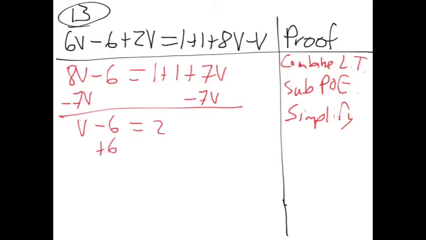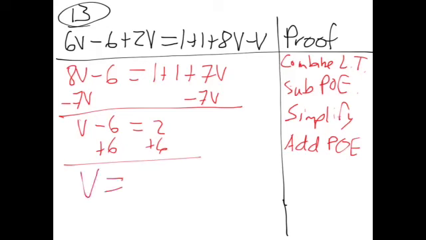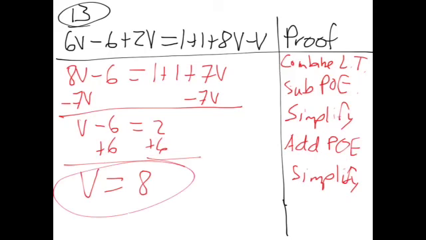And now I'm going to add 6 to both sides. And I can do that by the addition property of equality. And if I simplify, I will have my answer. And that's going to be it for this one.